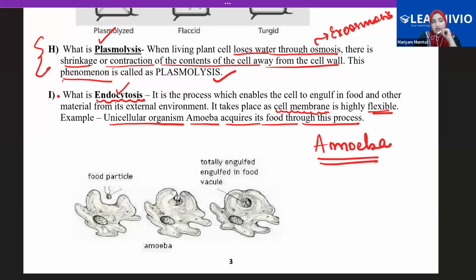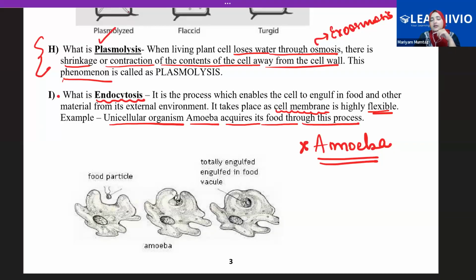Now another term comes along, that is endocytosis. Endo means inside, right? It is the process in which, like you might have heard about the organism amoeba, the amoeba procures its food, meaning it eats, with the help of endocytosis. How? If there is food near the amoeba, it draws out its pseudopodia like this, circles the food, and takes it inside. This whole process is called endocytosis.